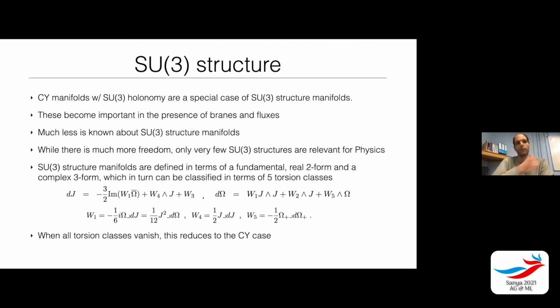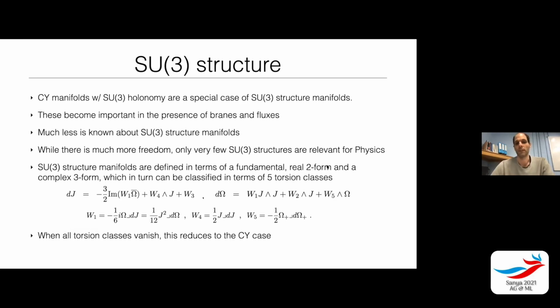Okay, let me finally talk about SU(3) structure metrics. Calabi-Yau manifolds have SU(3) holonomy, and they are a special case of SU(3) structure manifolds. These become important once you start adding branes and fluxes, because these backreact on the geometry and they can make your manifold non-Kähler or non-complex. For SU(3) structure manifolds, we know much less than we know about Calabi-Yau manifolds. There is much more freedom, so there are many more metrics that have SU(3) structure in some sense, but only very few of these are actually relevant for physics, meaning they solve the equations of motion which you get when you include branes and fluxes.